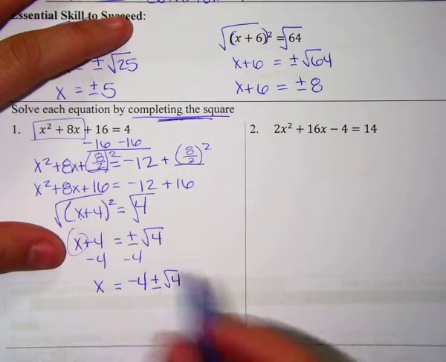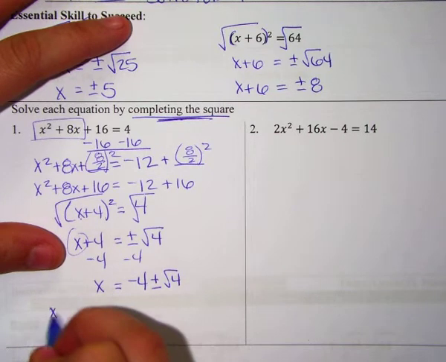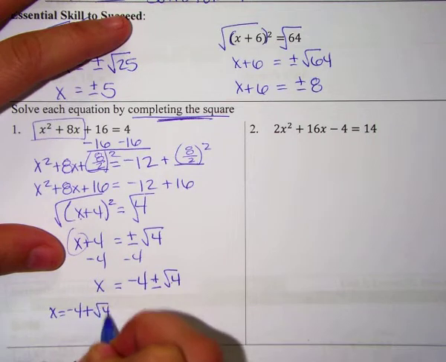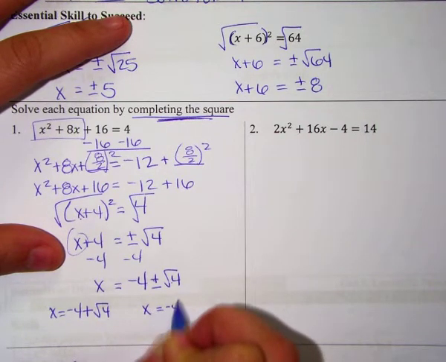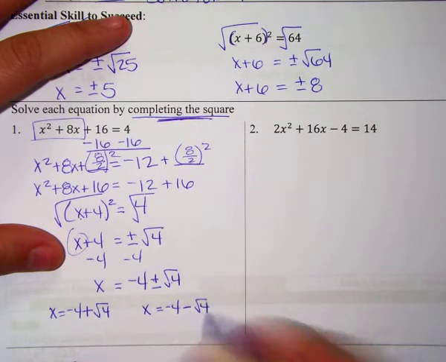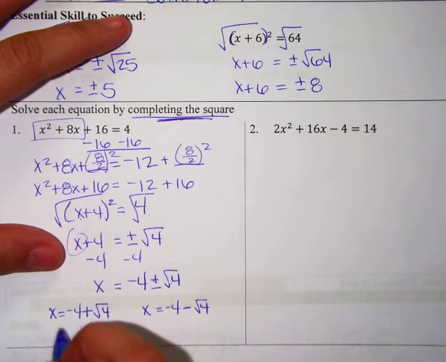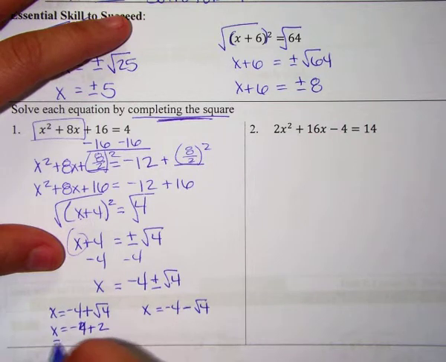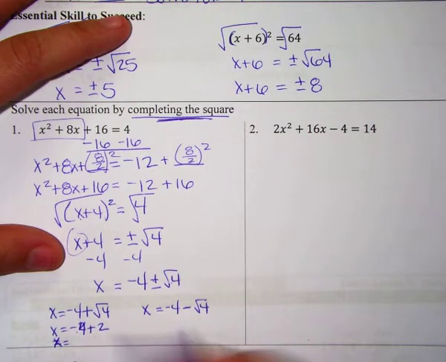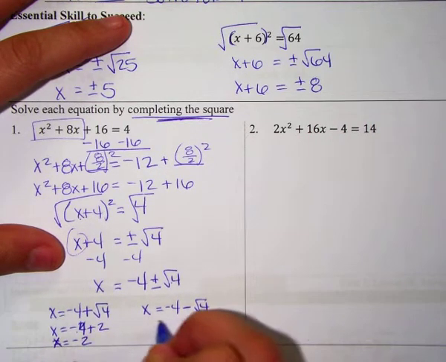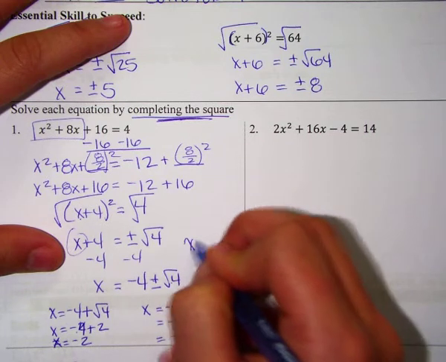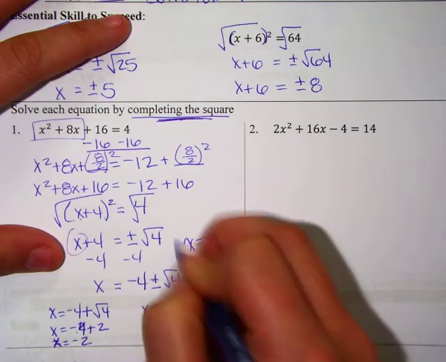So this is where we split this up into two equations. We have x equals negative 4 plus the square root of 4, and we have x equals negative 4 minus the square root of 4. Square root of 4 is 2, and x equals negative 4 plus 2, which is negative 2. Negative 4 minus 2 is negative 6. So x equals negative 6, negative 2.